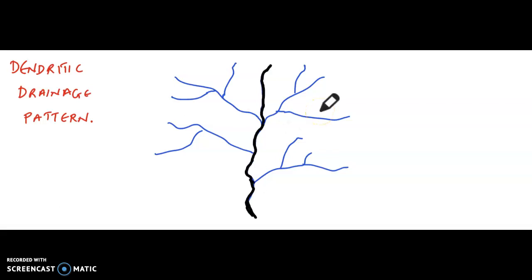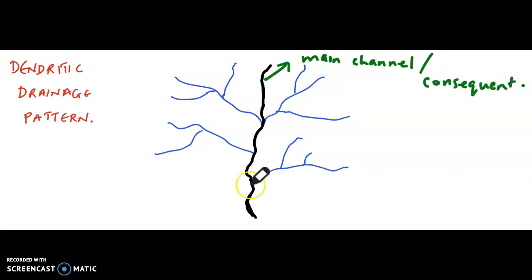All right, students, so from this particular image, we can see that this black stream here is the main channel. All right. And students, this main channel is sometimes known as the consequent stream. Okay, so keep that in mind for me, please.